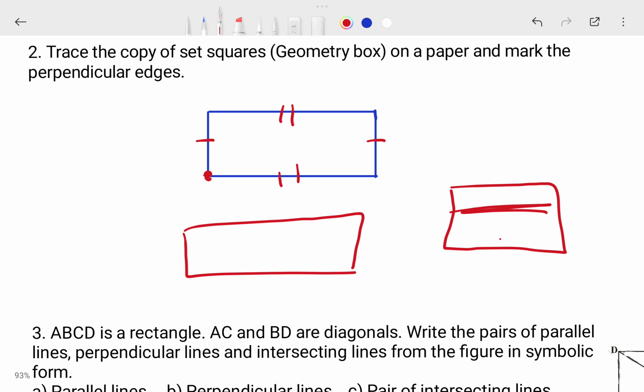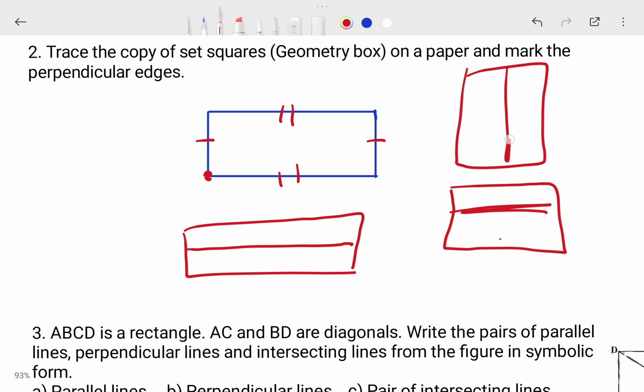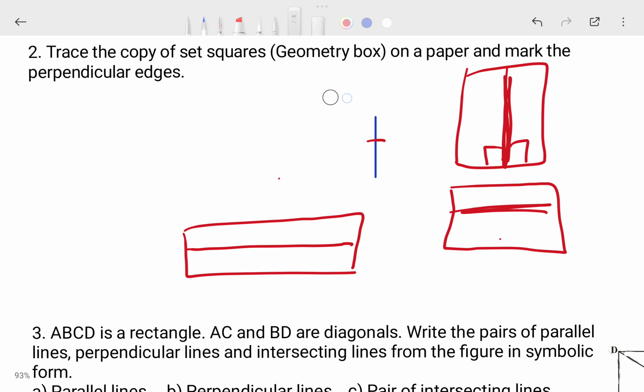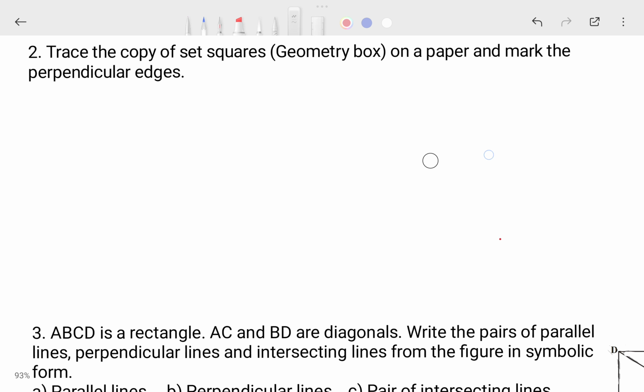Now, after the folding, if you take a sheet of paper and fold the paper, there will be some gap that will come. After that gap comes, it is 90 degrees, it is 90 degrees. So it means that it will form our perpendicular edges. Yes, it can form.